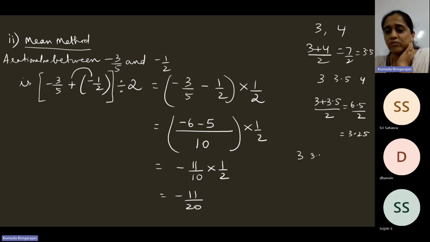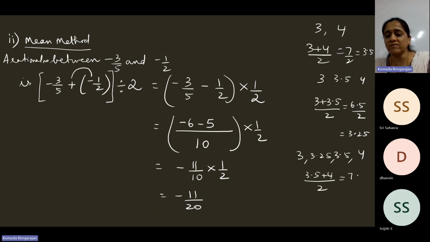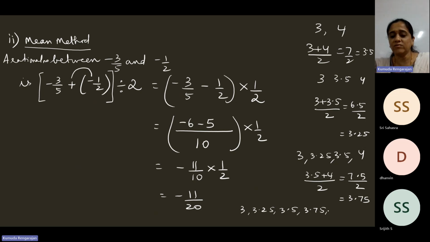So now we have 3, 3.25, 3.5, 4. Take any two numbers. So 3.5 and 4: add and divide by 2. So 7.5 by 2, which is 3.75. So it is 3, 3.25, 3.5, 3.75, 4. Now again, you can add two numbers and divide by 2. That's the idea. That's how we insert.